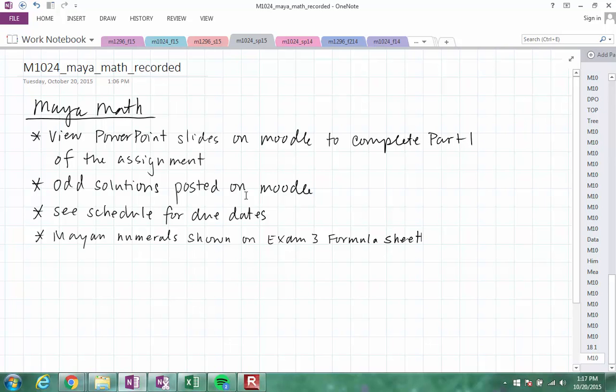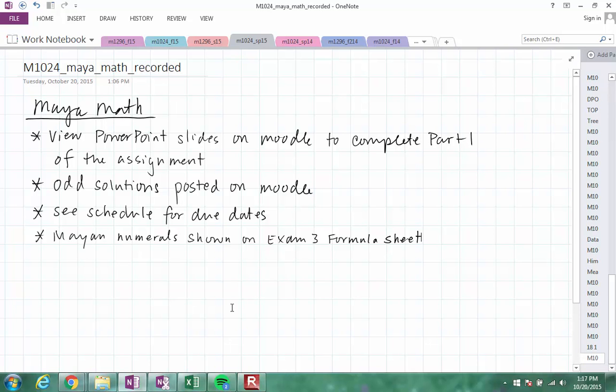Some other reminders: the PowerPoint slides for part 1 are posted on Moodle, and so that's what you should use to complete that part. And the odd solutions to the problems on this assignment are posted on Moodle, so those are some extra examples you can look to complete this assignment. Also, just take a look at the schedule for due dates and some special events we have going on.